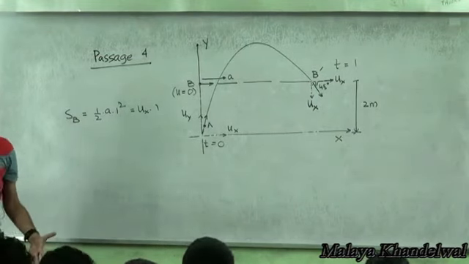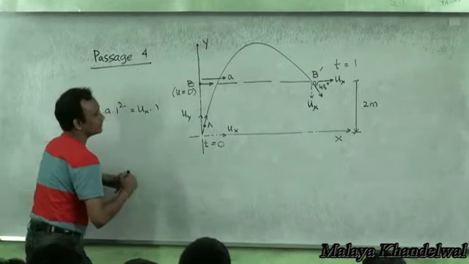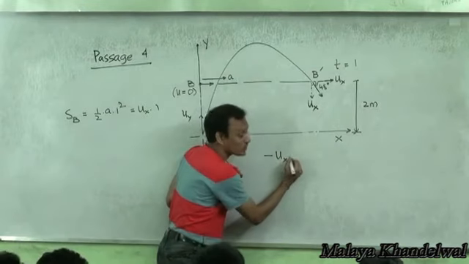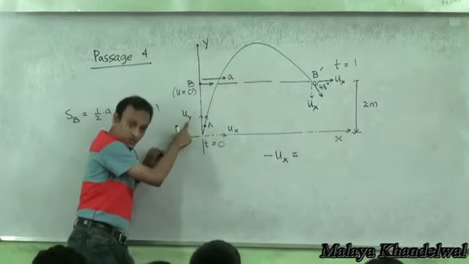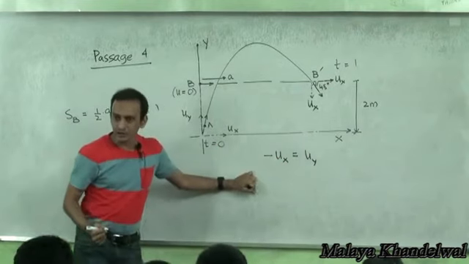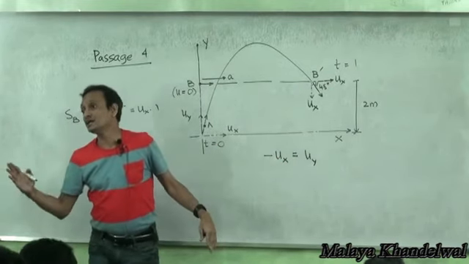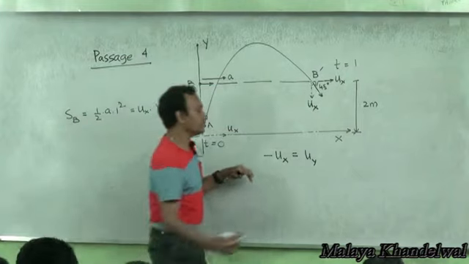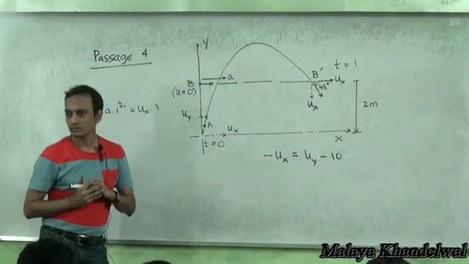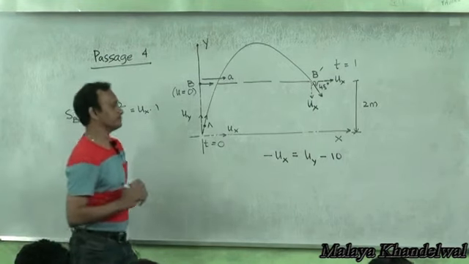So that means 1 second later, we have the final vertical velocity, minus ux, equals the initial vertical velocity, which is uy, minus gt. So minus 10 into 1, right?